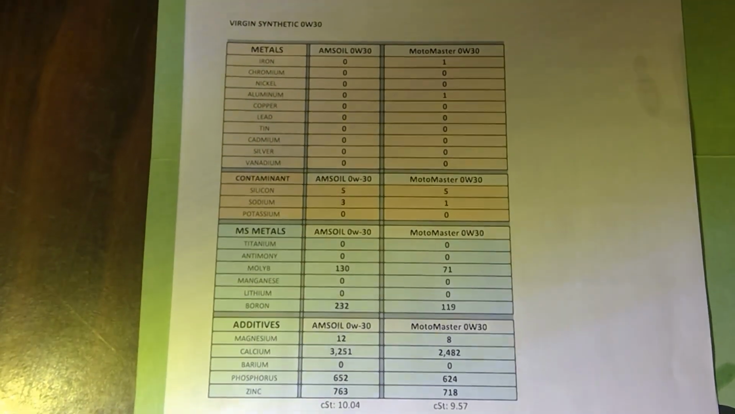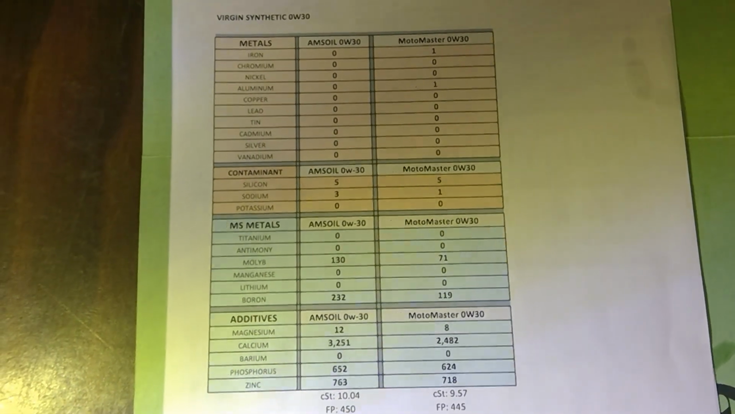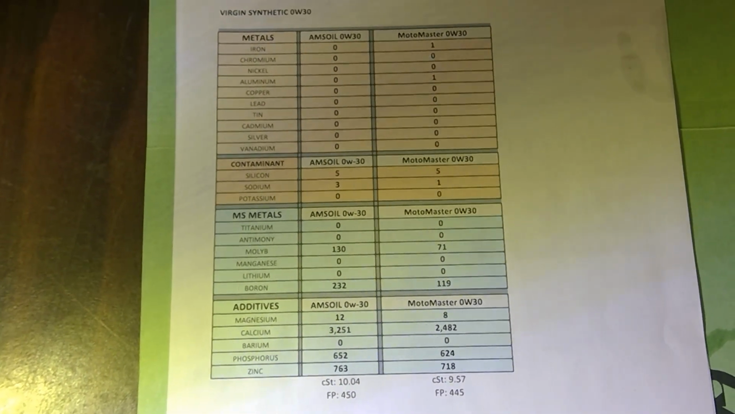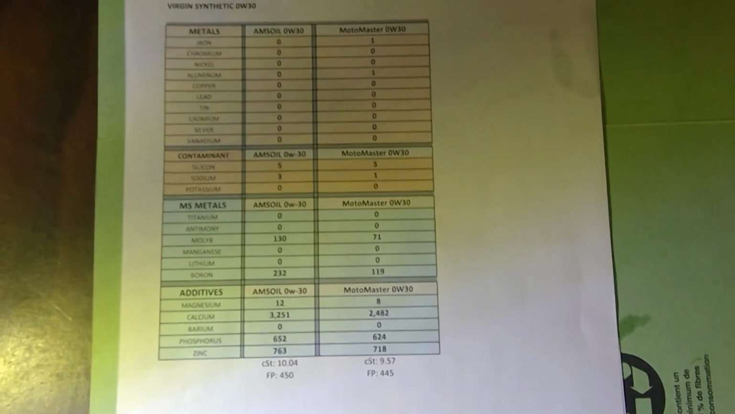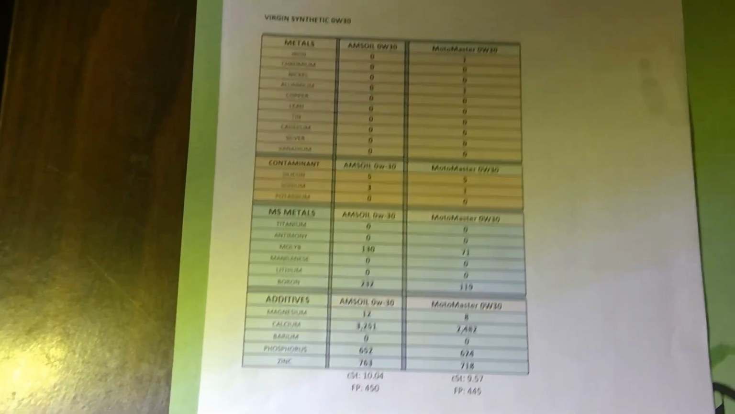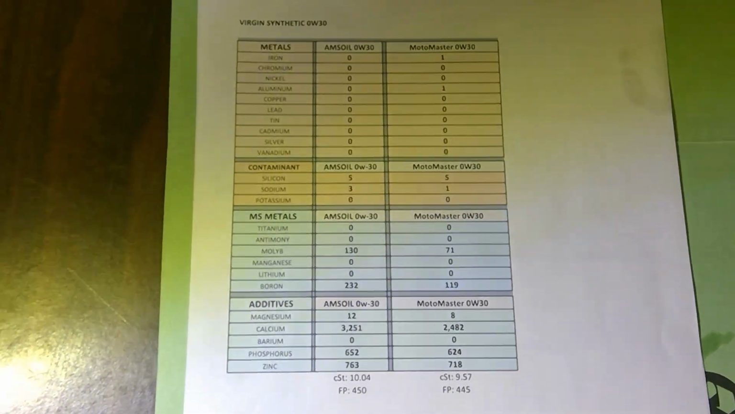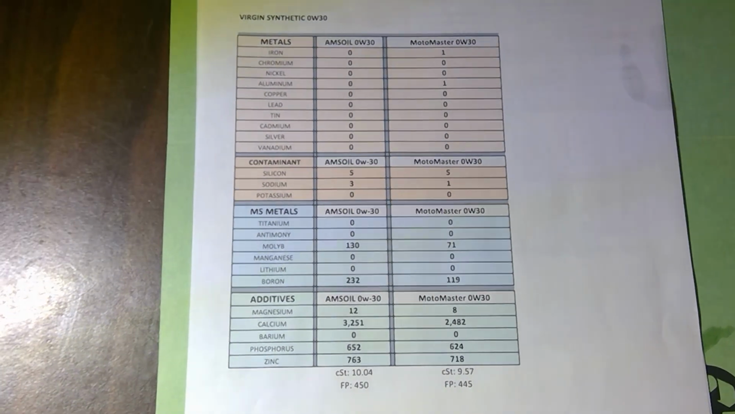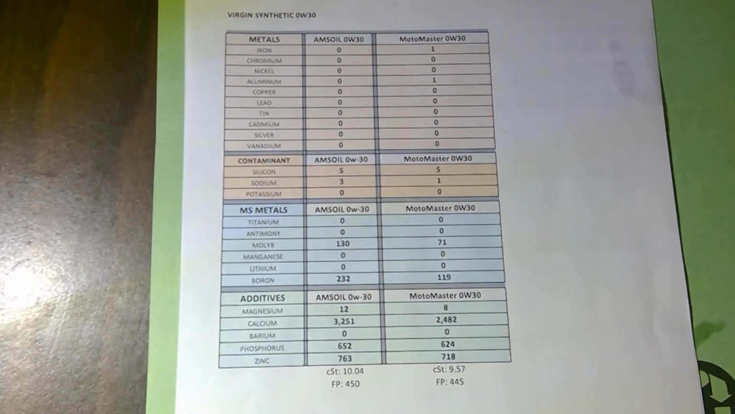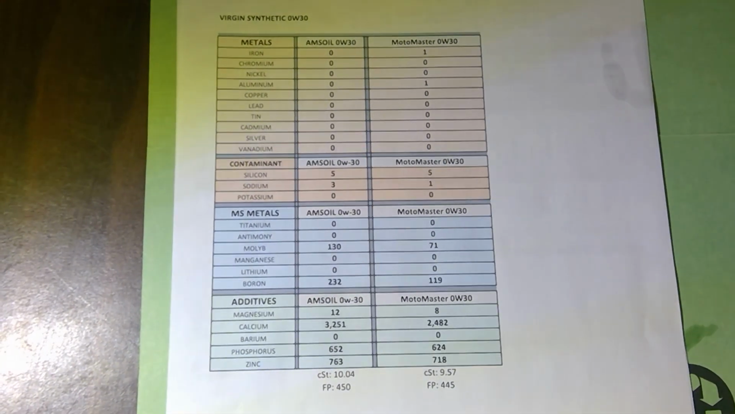Now the CST, pretty good, both of them. 10 for AMSOIL, 9.6-ish for the MotoMaster. And the flash point, pretty even also with 450 and 445. So you can see the AMSOIL has a slight edge over the MotoMaster. But for the price, the MotoMaster, very good.